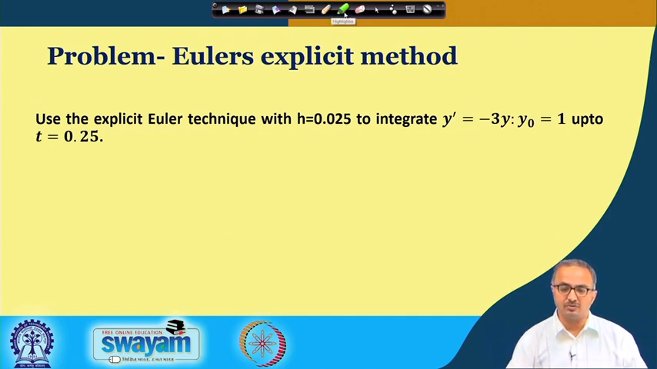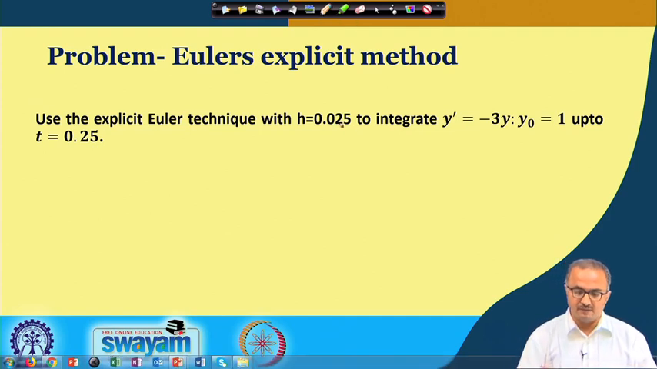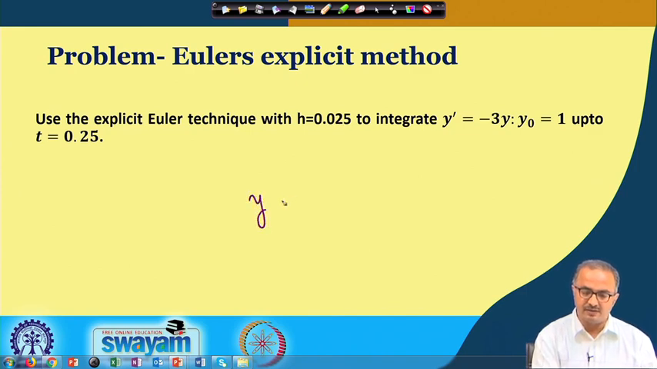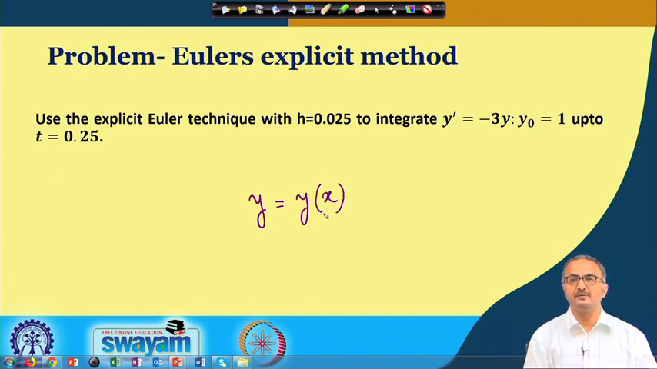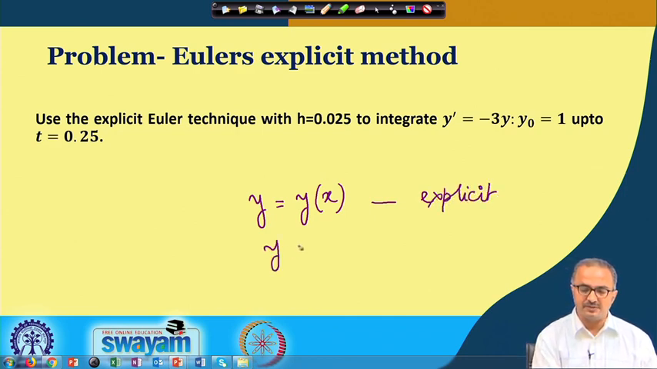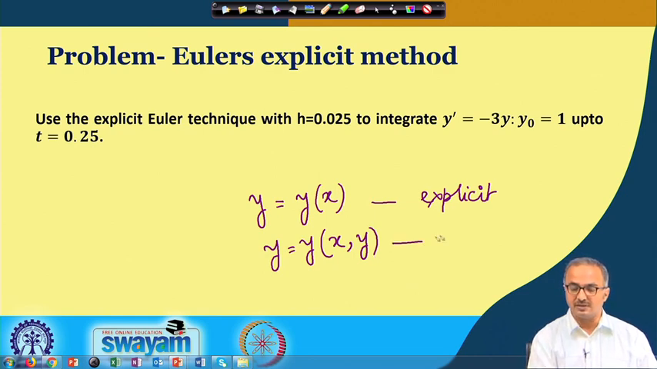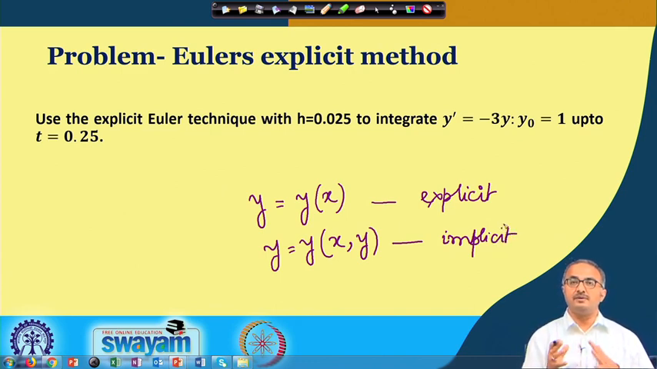So, to make it a mathematical statement, we can say if y is the dependent variable and if y can be found as a function of only the independent variable x, then we call it explicit. But if for some reason we find that this y has to be found not only based on x, but also based on the y itself, then it becomes an implicit form. So, this is the way we distinguish between explicit and implicit.